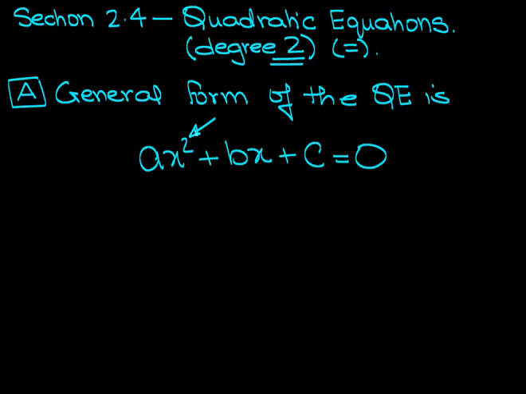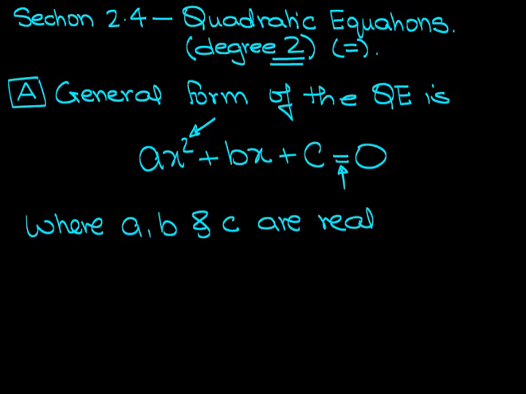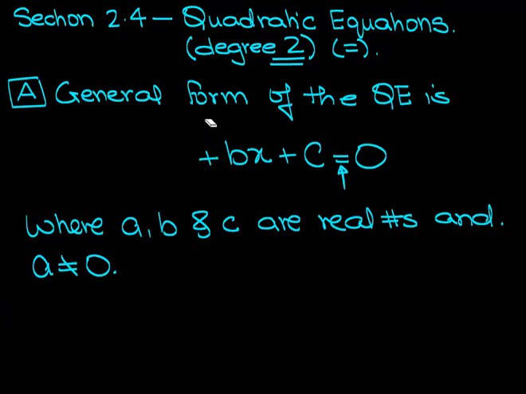It's degree 2 and it's an equation, where a, b, and c are just some real numbers, and a is not equal to 0. And that's important because if a is 0, then this term is no longer present and the equation becomes linear. So it's important that we know that a is not 0. That's what makes it quadratic, that term. Okay, so that's what a typical quadratic equation looks like.